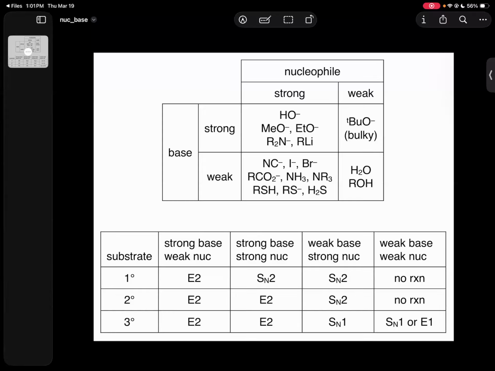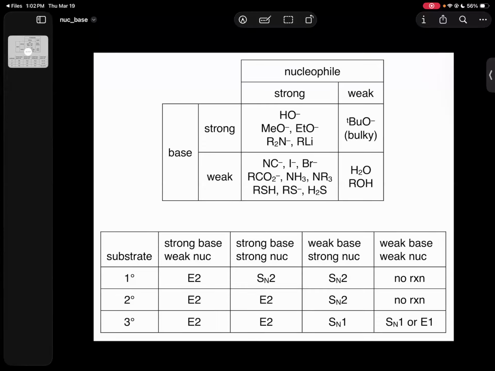Okay, and then weak nucleophiles, weak bases are water and alcohols. Now, notice that these are very similar to these, right? So R could be any group, so R could be methyl or ethyl. And in that case, methanol, MeOH, looks a lot like methoxide, MeO minus. So you need to make sure that you notice whether your nucleophile is negatively charged, like hydroxide, methoxide, ethoxide, or is neutral, because that's going to make a difference between it being strong or weak.